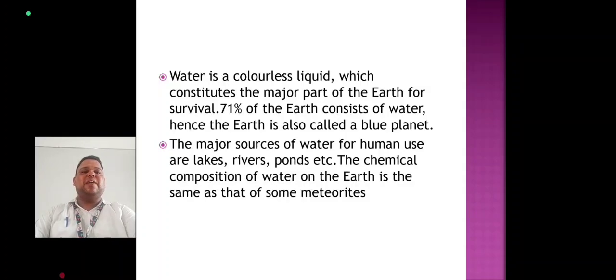Water is a colorless liquid which constitutes the major part of the earth and is essential for survival. 71% of the earth consists of water, and hence the planet is also called the blue planet. The major sources of water for humans are lakes, rivers, ponds, etc.